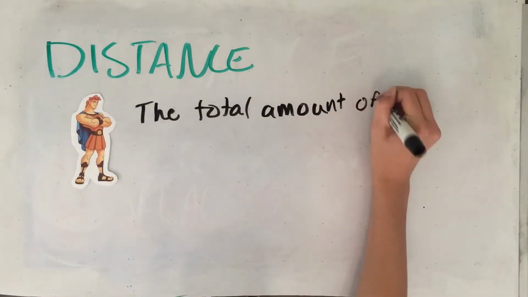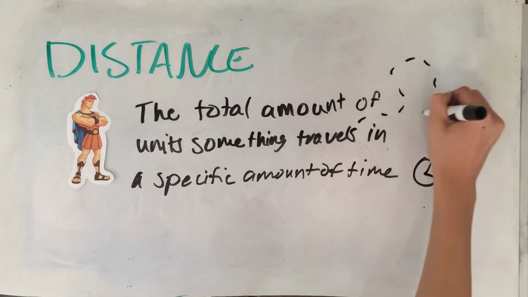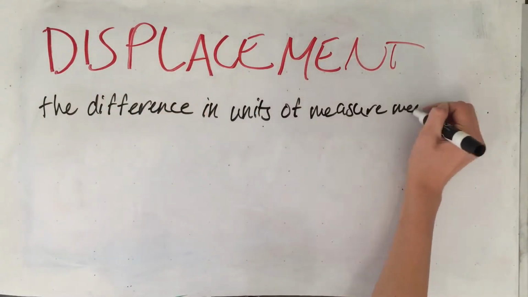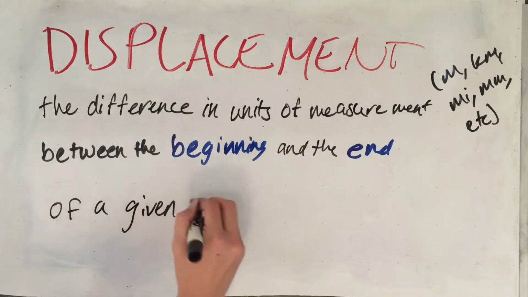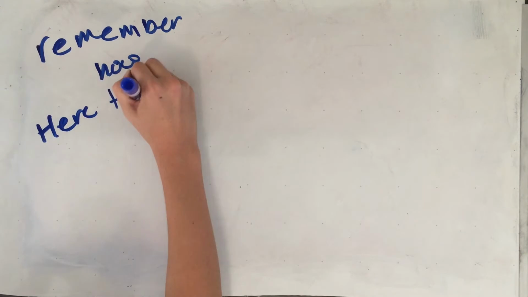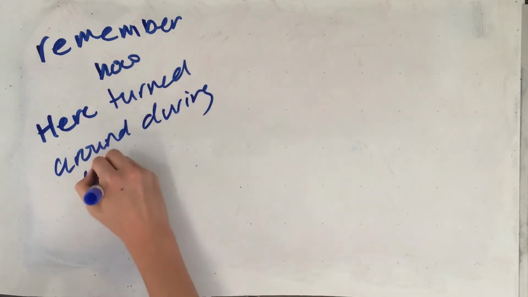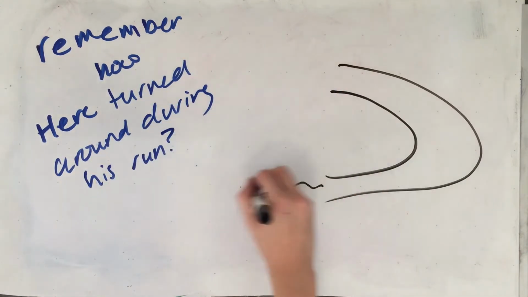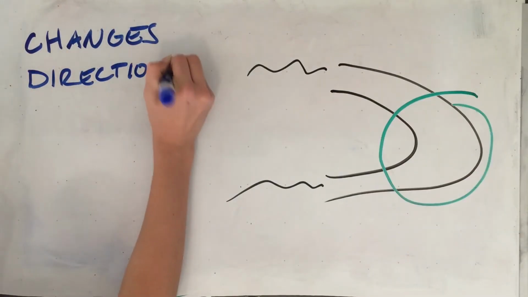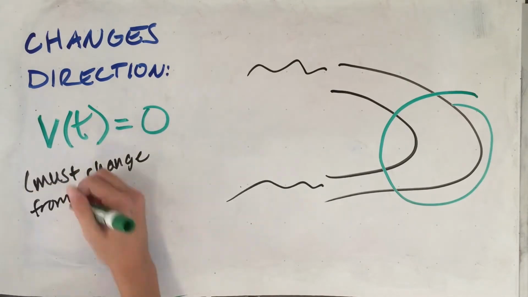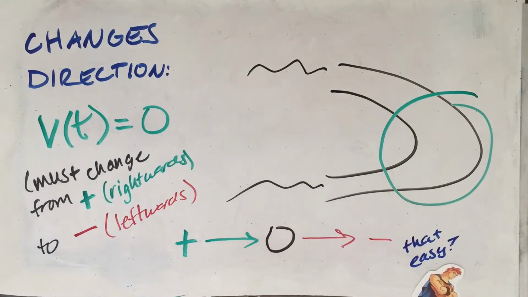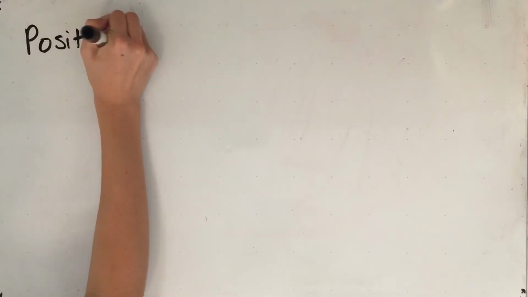Distance is the total amount of units something travels in a specific amount of time, whereas displacement is the difference in units of measurement between the beginning and the end of a given time interval. Remember how Herc turned around and finished at the same point where he started? His total distance was 100 miles, but his displacement was 0 miles. At the point where he turned around, his velocity was 0 meters per second. How do we know this? When changing directions, his velocity changed from positive to negative, meaning it had to be 0 at the instant where he switched. Let's apply this to a problem.